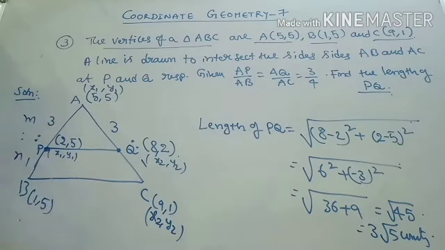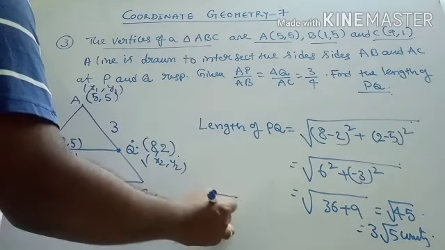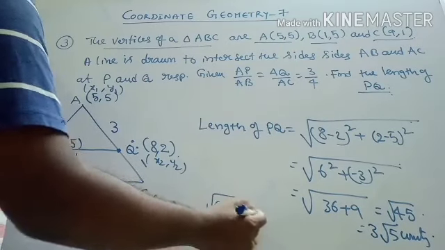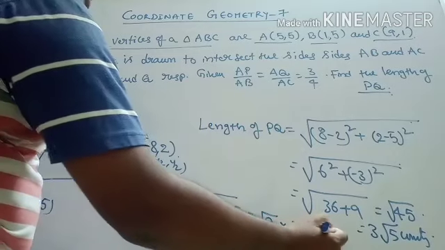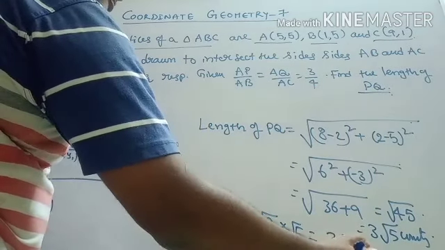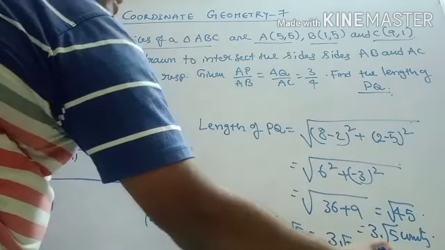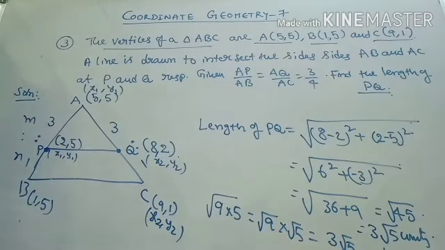Because for root 45 you can write it as 9 into 5, you can write this as nothing but square root of 9 into square root of 5, that is nothing but 3 root 5 units. Okay, this is the way how you will find the length of PQ, right?